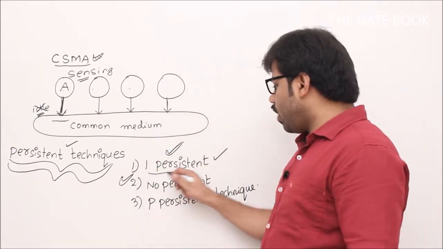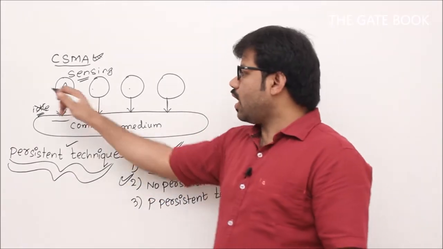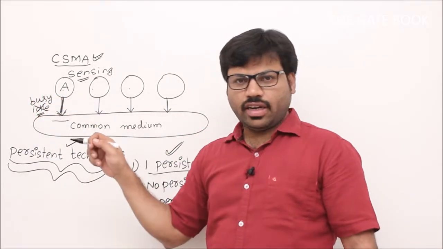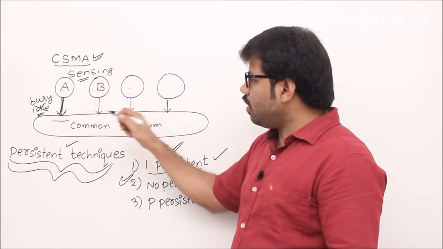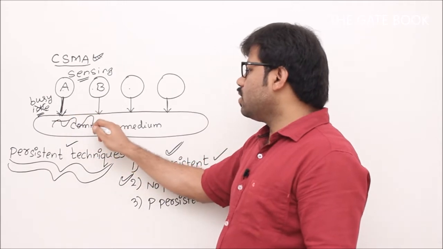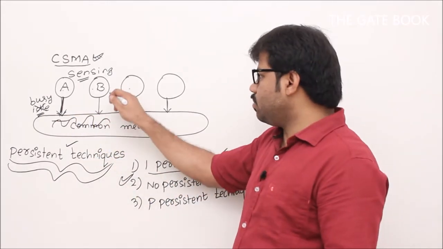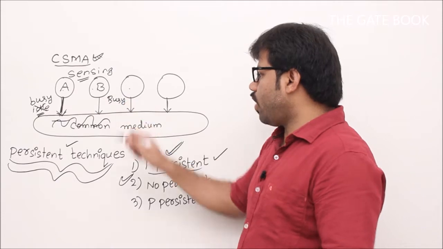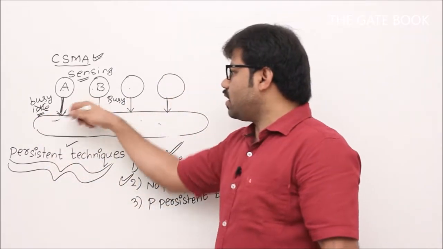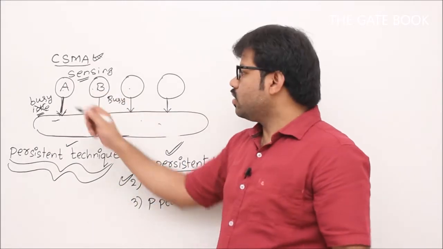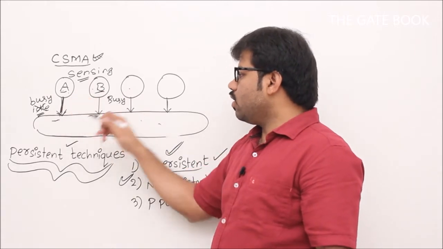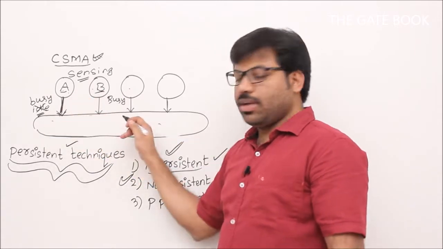The drawback of the one persistent technique is this: when the channel is busy, your station is going to wait, correct? Now let's say at the same time station B is also sensing, and both will feel that there is a signal inside, because the channel is busy. Now see the scenario: after 5 minutes, the channel becomes free. Because everyone is waiting, station A and station B will be waiting and sensing. Suddenly they feel that your channel or medium is free.